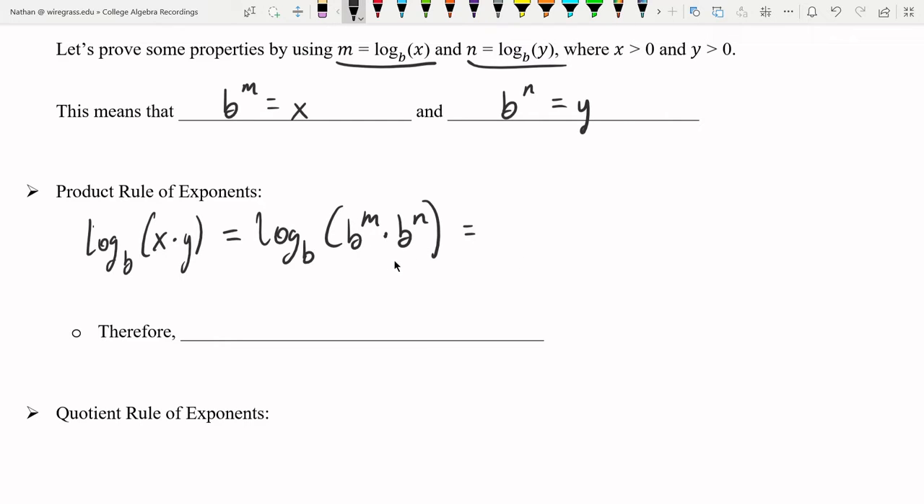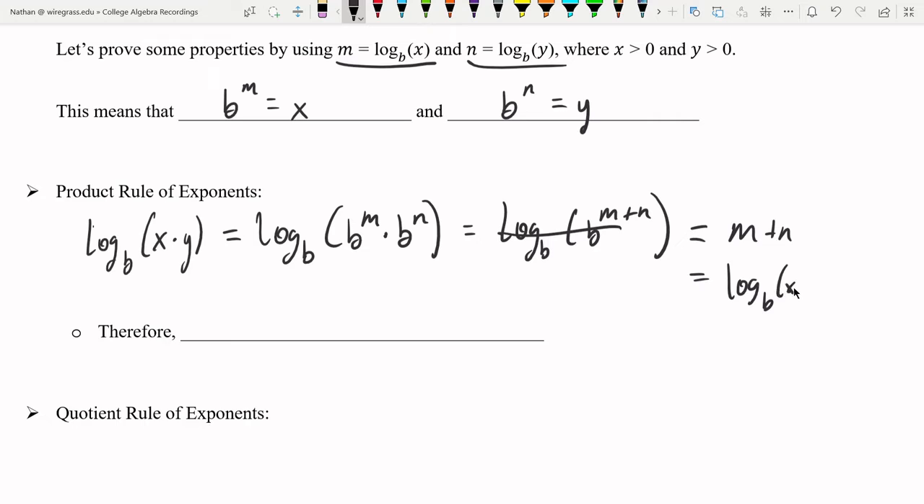These are just like bases that are multiplying, so a rule of exponents says I can just add the exponents together. And now I have log base b of a base of b. So those will cancel, giving me just m plus n. And that, of course, is just log base b of x, that was what m was, and n is going to be plus log base b of y.